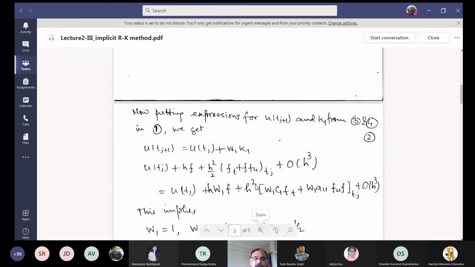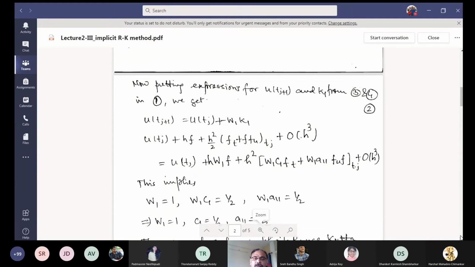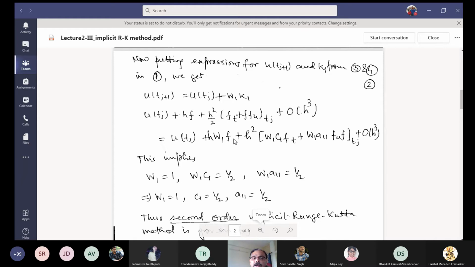So this is u(t_j) plus h w1 f plus h square, this quantity, plus order h cube term. See, everything we have written in terms of u at t_j. All these are evaluated at t_j. This also is evaluated at t_j. You just compare.